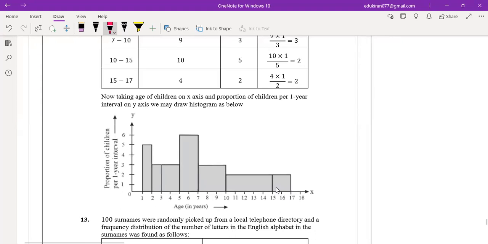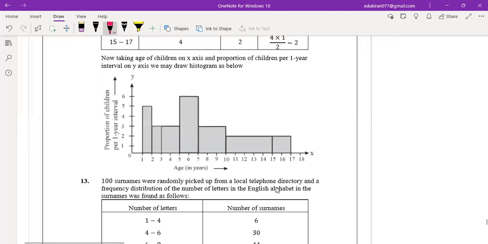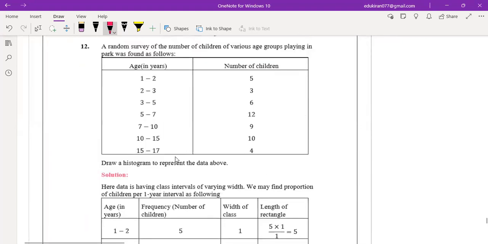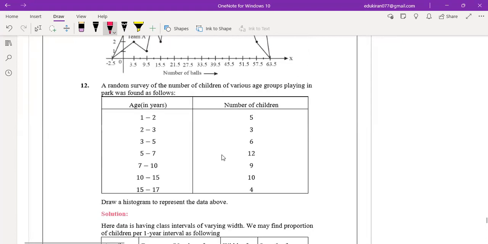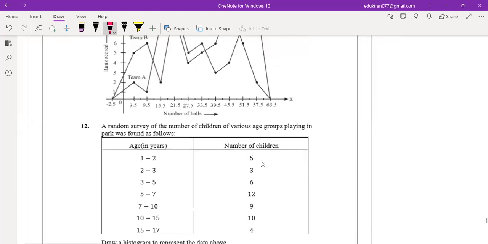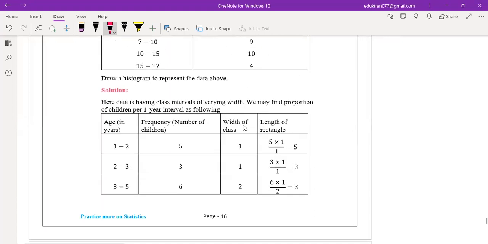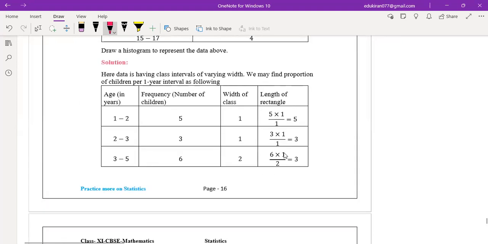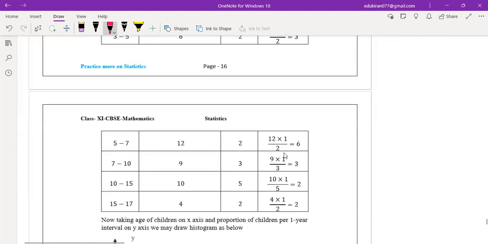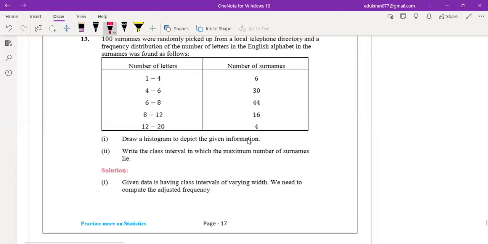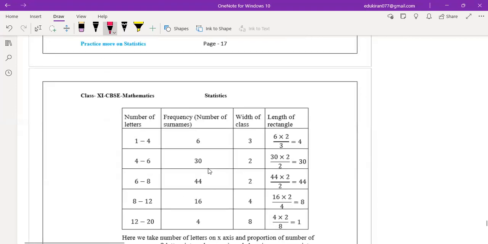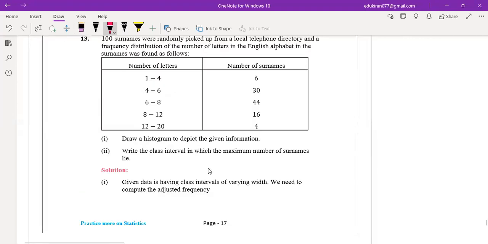You have to find the length, or is the length already given? Length is not given. No, only this is given. Okay. So I have to find, width is already given. Right? Length you have to find. 5 multiplied by 1 divided by 1. Like that. Okay? And then accordingly you will draw it. The simple one only. You can do this one. But here also you have to find the length of the rectangle. Okay.